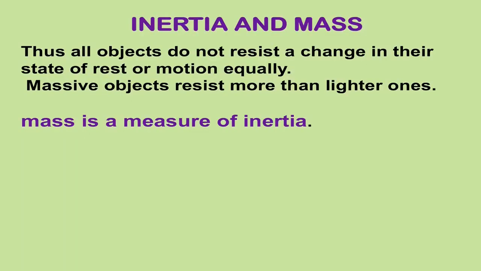Now suppose you are asked to stop a tennis ball and a cricket ball moving with the same velocity. On which ball you are supposed to apply more force to stop it? You will find that cricket ball requires more force to stop as compared to table tennis ball. Thus, all objects do not resist a change in their state of rest or motion equally. Massive objects resist more than lighter ones. What do you conclude from these observations? We can say that mass is a measure of inertia.